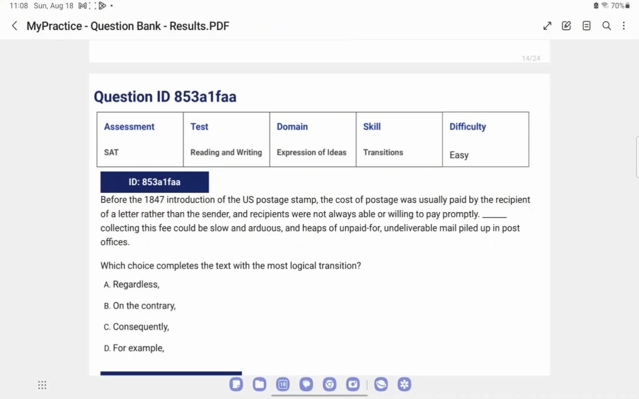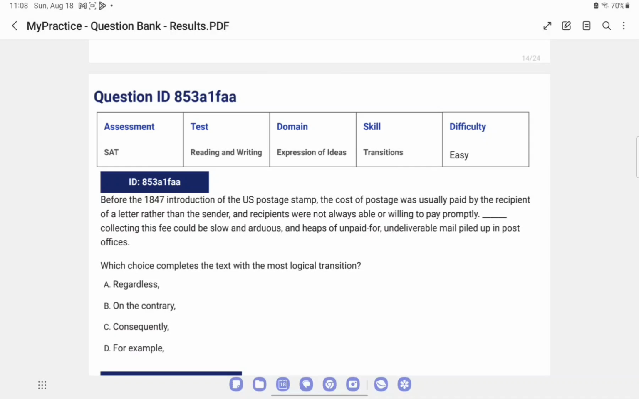And then it's saying collecting this fee could then be slow. So it's like a consequence of the recipient having to pay to receive it, instead of the sender paying to give it. So I think it's consequently. Let's just eliminate the other choices before we choose that.